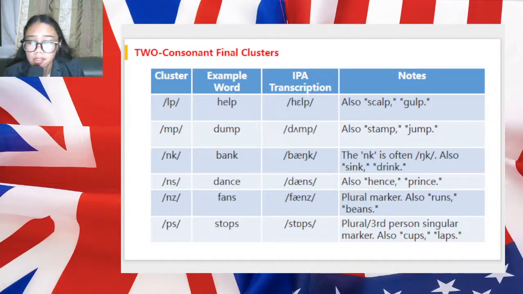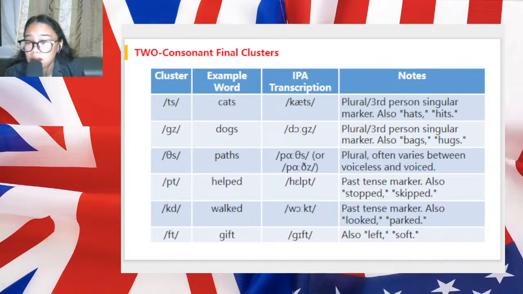Next set of words are these, still on consonant final clusters. TS, cats. GZ, dogs. THS, pats. These final clusters are definitely advanced level. So this is actually the end of our section.